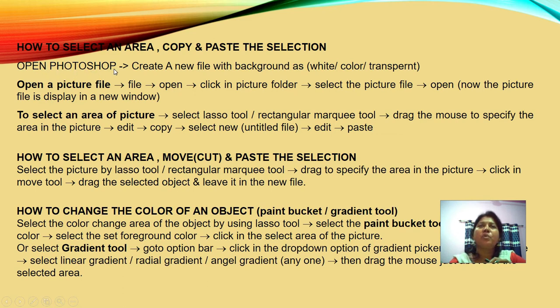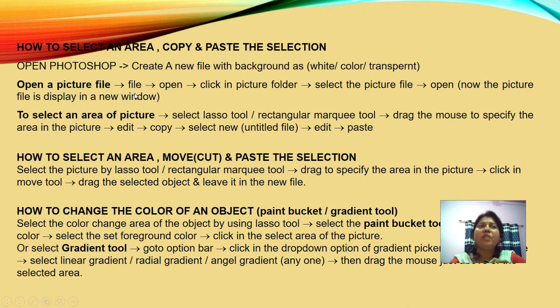You have to open the Photoshop, then create a new file. And while we are creating a new file, you have to select any one of them, maybe your white or color or transparent. Okay, then open a picture file. Click on file, open, and open the picture folder. Select the picture file, click on open. So now the picture is displayed in a new window.